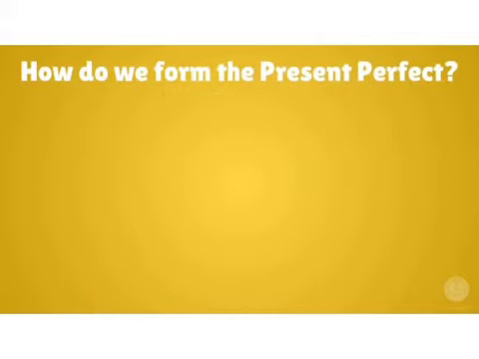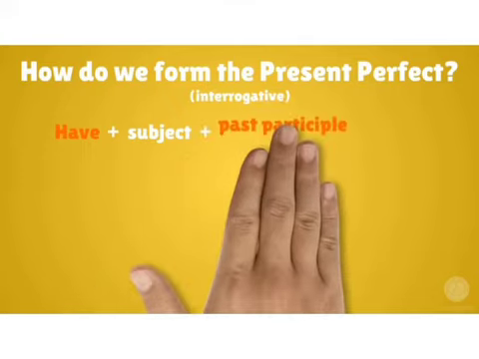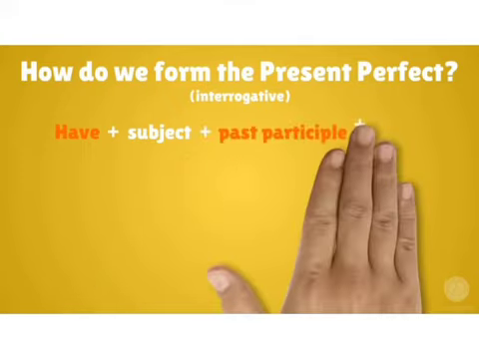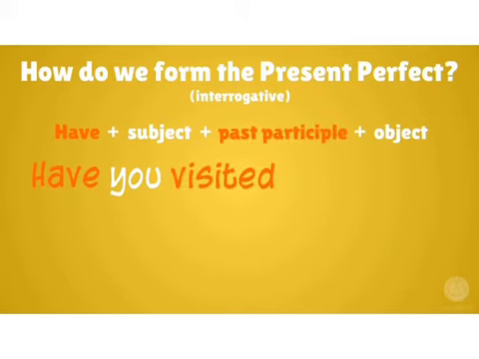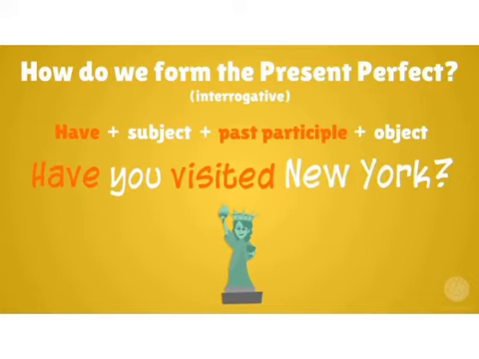So how do we form the present perfect interrogative sentence? For all the interrogative, we take the helping verb have or has or whatever to the front, and hence the interrogative sentence forms. Have plus subject plus past participle plus object. Have you visited New York?